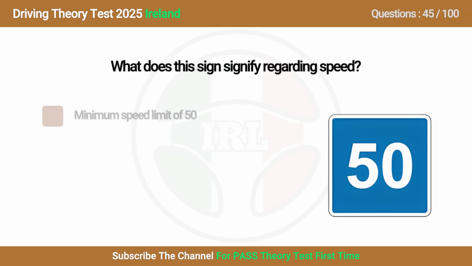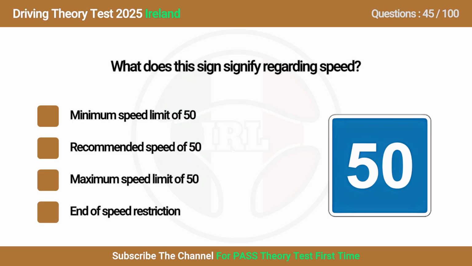Question 45. What does this sign signify regarding speed? A. Minimum speed limit of 50. B. Recommended speed of 50. C. Maximum speed limit of 50. D. End of speed restriction.